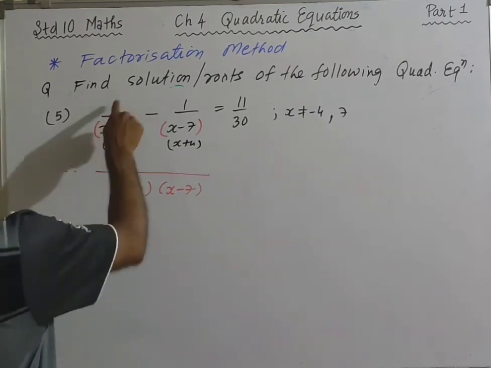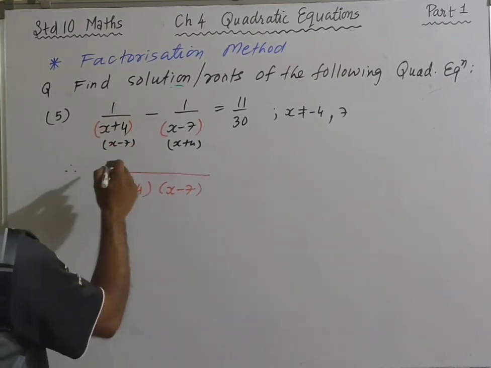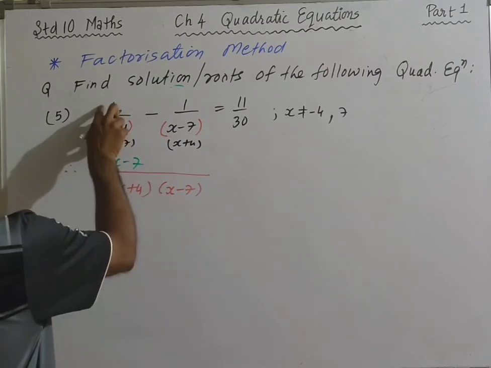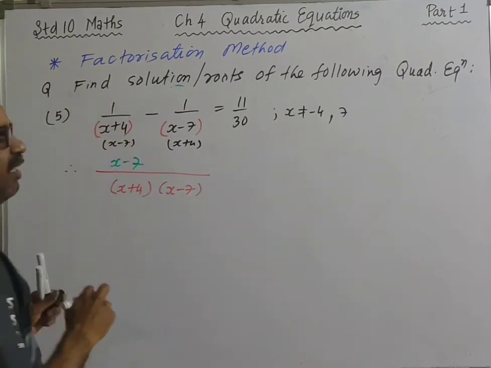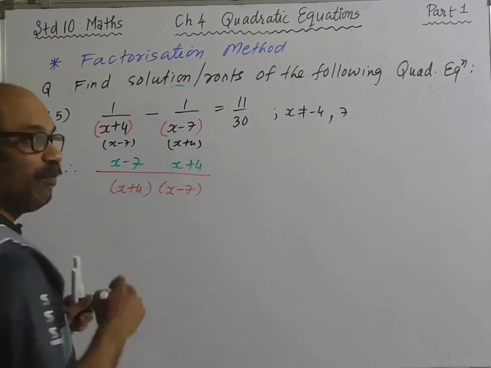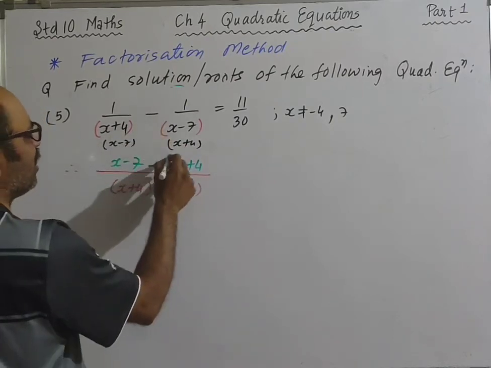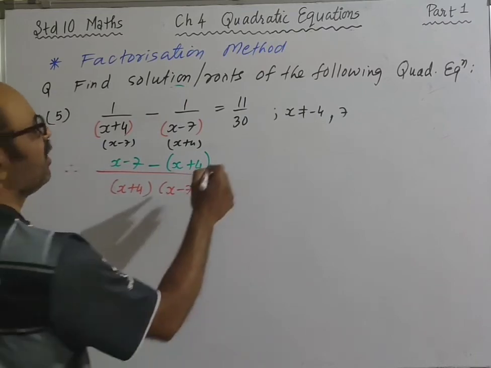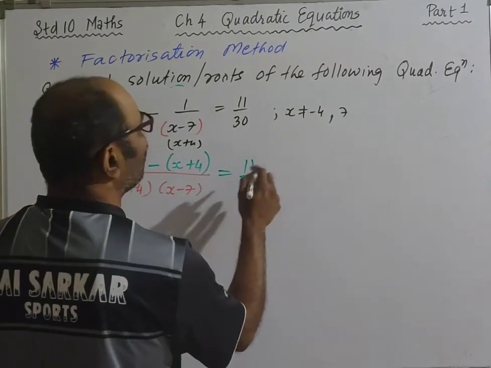All right, now 1 into x minus 7, that is x minus 7. Here there is a plus, so I'm not using the bracket. 1 into x plus 4 is x plus 4, but there is a minus in front, so I'm putting it in the bracket. That is equal to 11 upon 30.